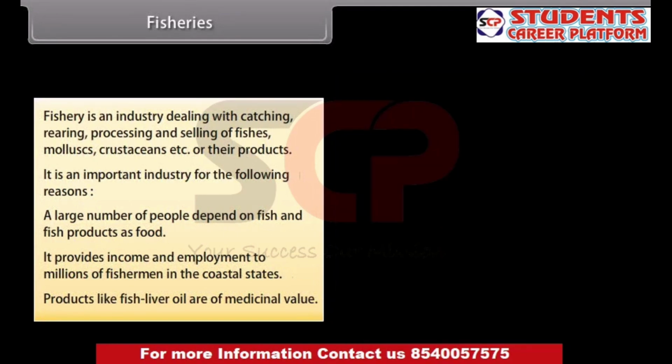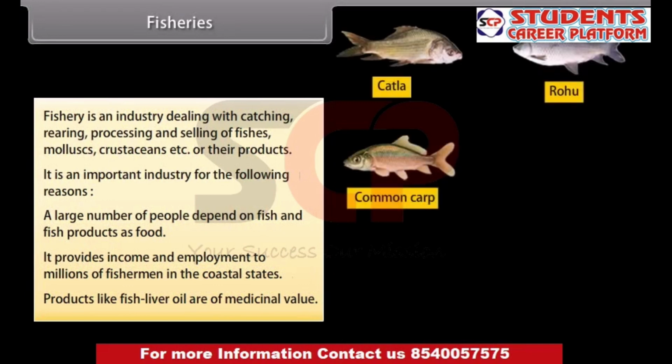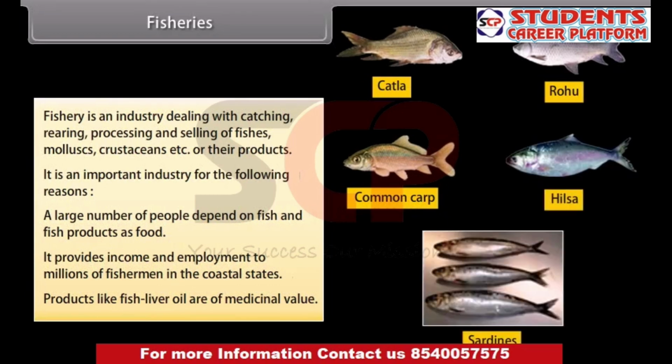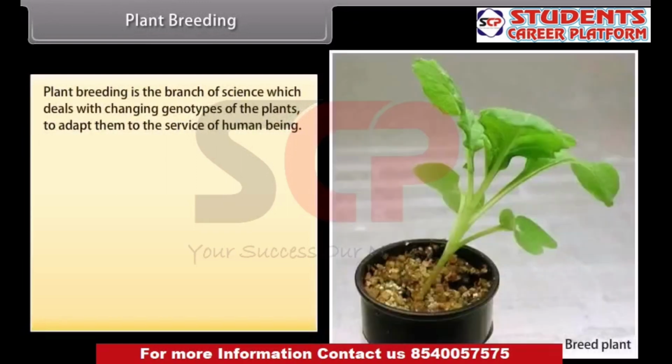Some common freshwater fishes are catla, rohu, common carp, etc. Some common marine fishes are hilsa, sardines, etc. Plant breeding. Plant breeding is the branch of science which deals with changing genotypes of the plants to adapt them to the services of human being.